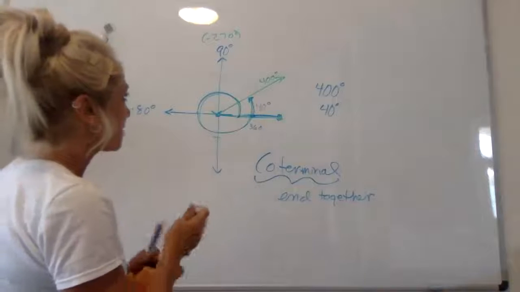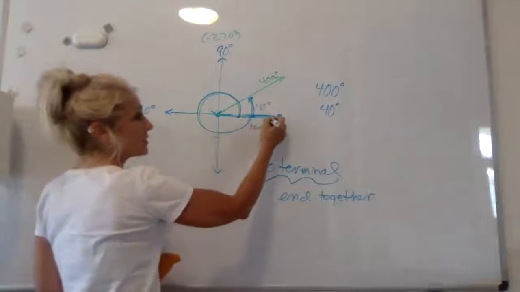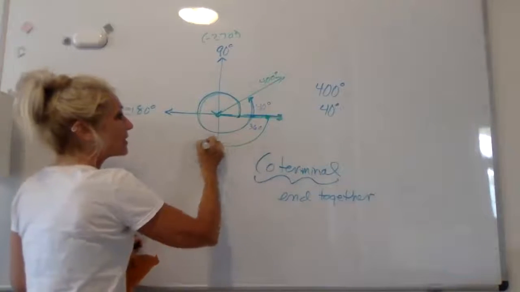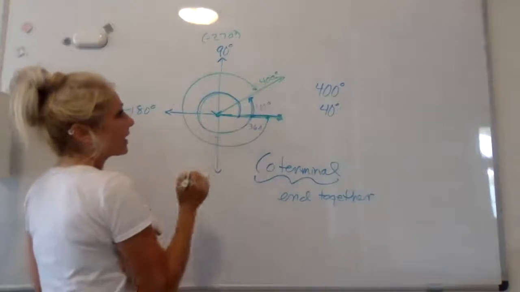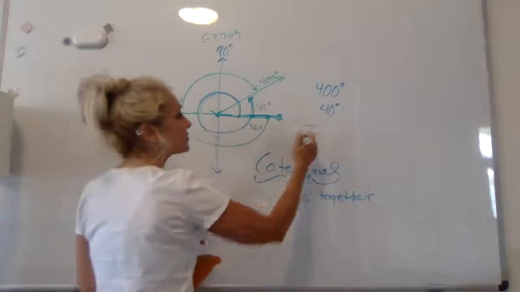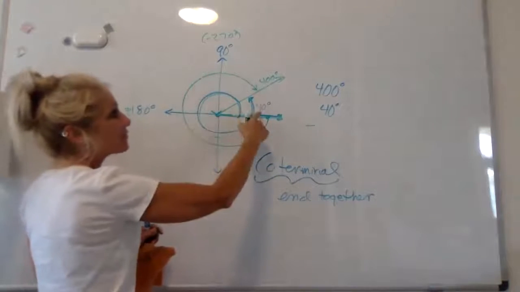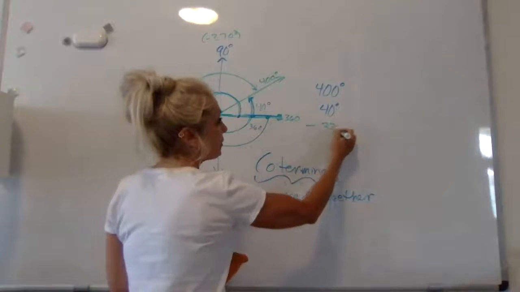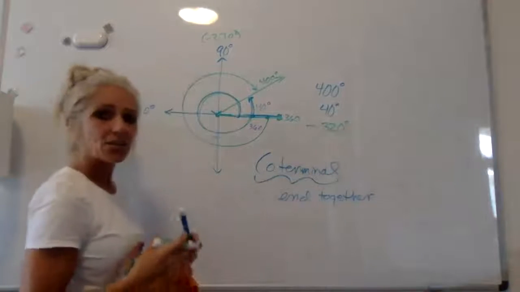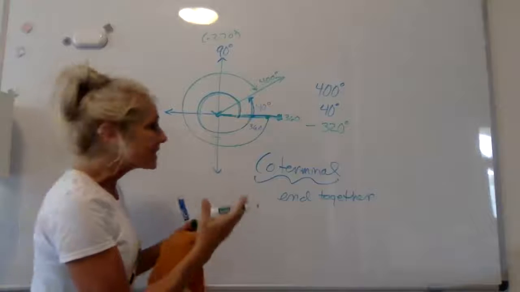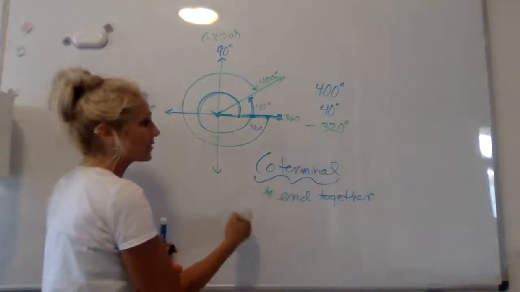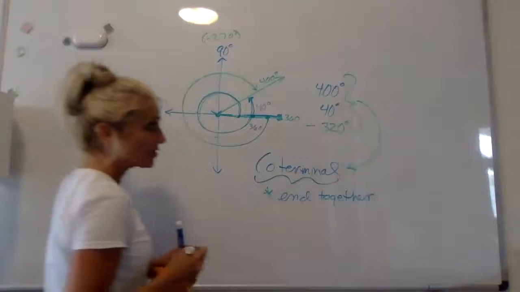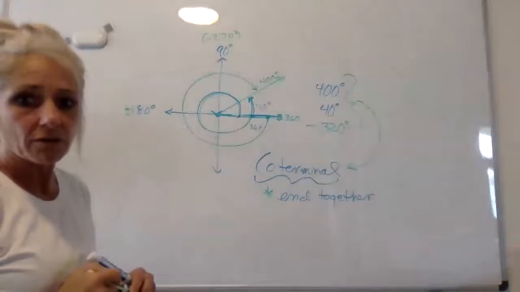Well, everybody's had a little rebellious somebody or another in their life. So what if somebody else started and instead of going this way like we did, they went this way? Okay, well, they went in a negative direction and they stopped 40 degrees short of 360. So that would have been negative 320. But they ended in the same spot. And since we ended together, those are all coterminals. So these three angles are what we call coterminal.